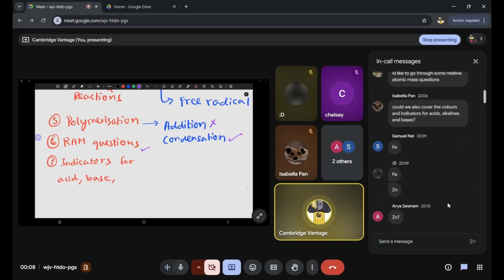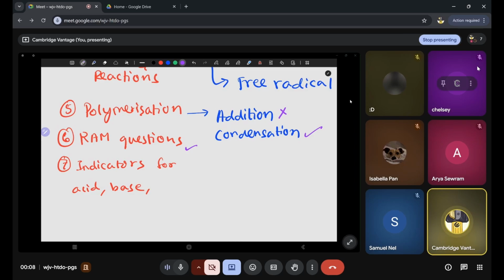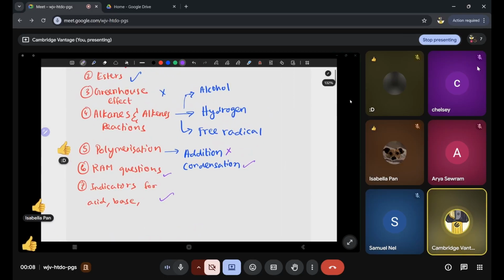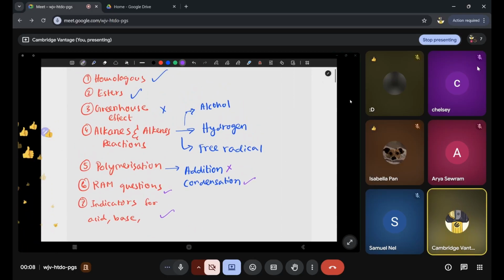I think we went through the colors and everything. So does anyone have any other questions related to indicators? If not, I place a tick. So just to quickly check, we went through all of these.